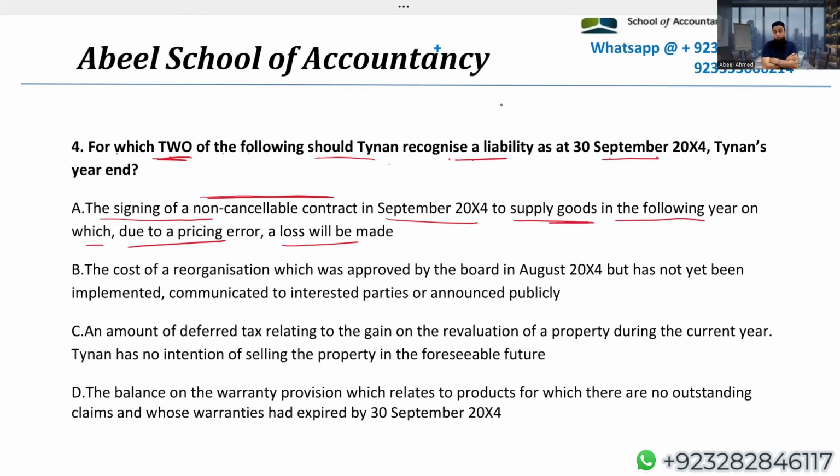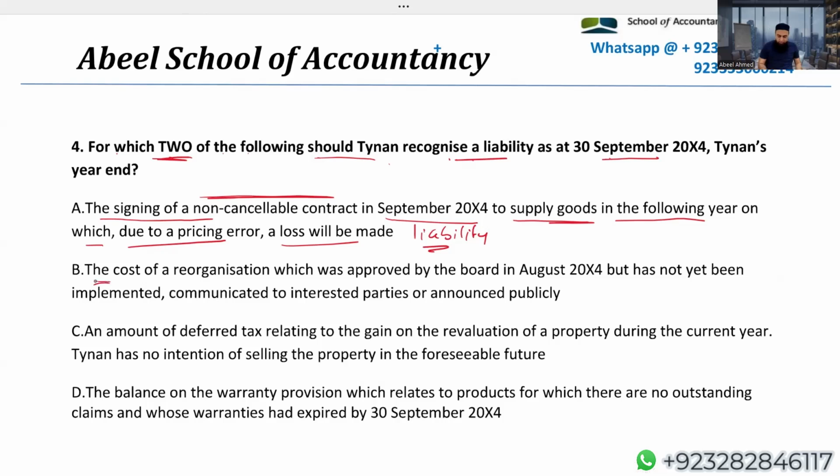So simply, in any case, you will have to recognize a liability. But if this scenario is of an onerous contract, I would say the majority of students will not be able to identify, after reading part A, that they are talking about an onerous contract. But at least you should know after reading this that yes, we need to recognize a liability. So this is your liability. I have identified for you the exact area of IAS 37. Here the examiner is talking about an onerous contract.